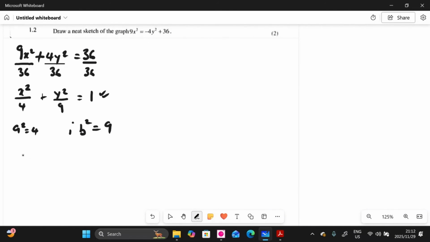Now, let's continue. Let me create a little bit of space here so that we are able to solve this problem. So we know that in order for us to find a, we need to square root a squared and also square root 4. Same thing here with b squared. We square root b squared and 9. So a is equal to plus or minus 2 because the square root of 4 is 2. And then b is equal to plus or minus 3.